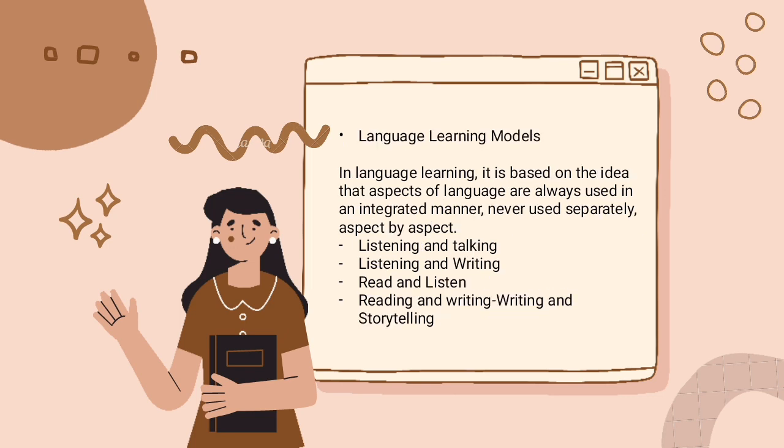Next is language learning models. Language learning is based on the idea that aspects of language are always used in an integrated manner, never used separately, aspect by aspect. The first is listening and talking, listening and writing, reading and listening, reading and writing, writing and storytelling.